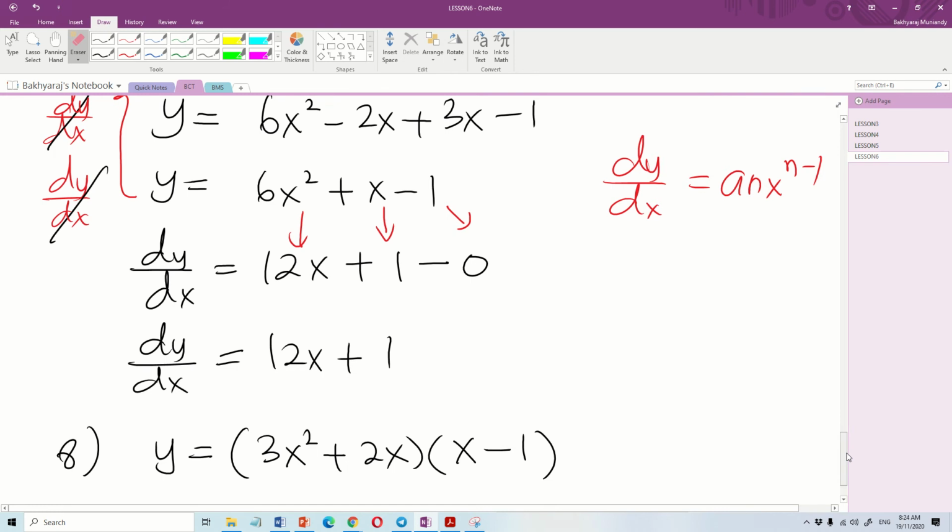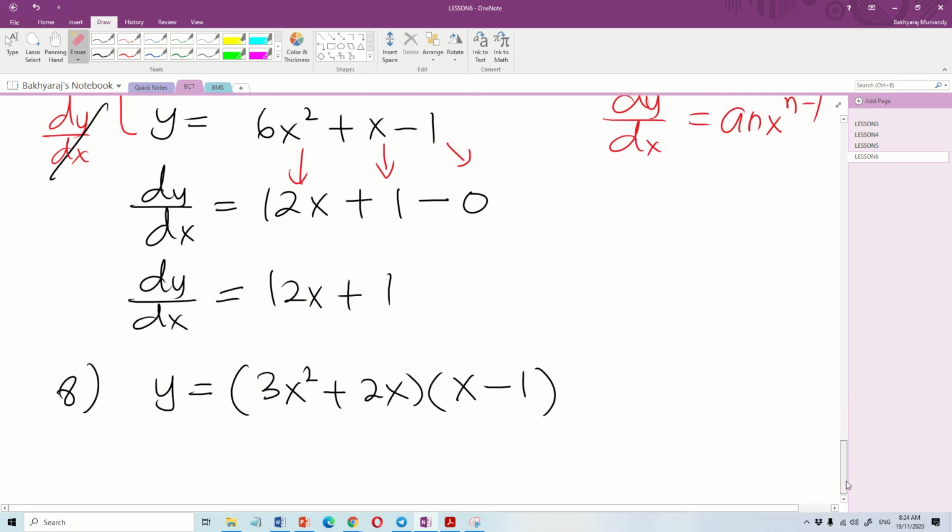Okay, next we go for number 8. Try to expand and come out with the solution. Okay, first you need the expansion. Like this, this times this, this times this.